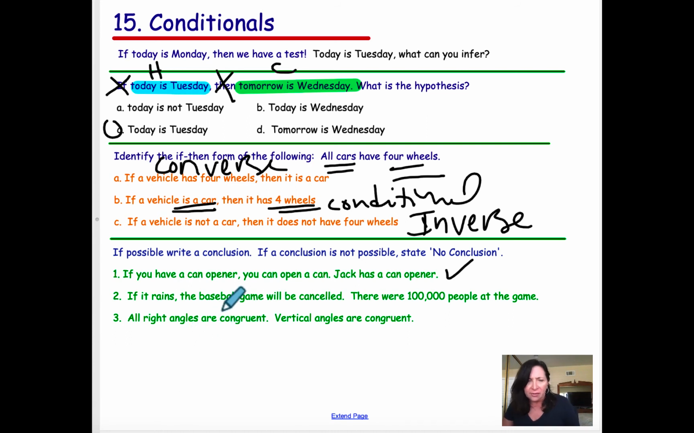Okay, if it rains, the baseball game will be canceled. There were 100,000 people at the game. So the game wasn't canceled, which means that it didn't rain. Conclusion. Right on. Then it says all right angles are congruent. Vertical angles are congruent. There's no conclusion, so this would be a no. We don't have a conclusion. Vertical angles aren't right angles, unless they are, right? Unless the two lines are perpendicular.